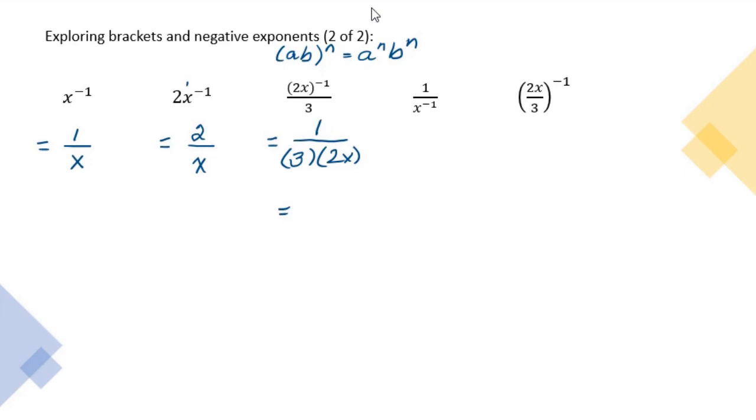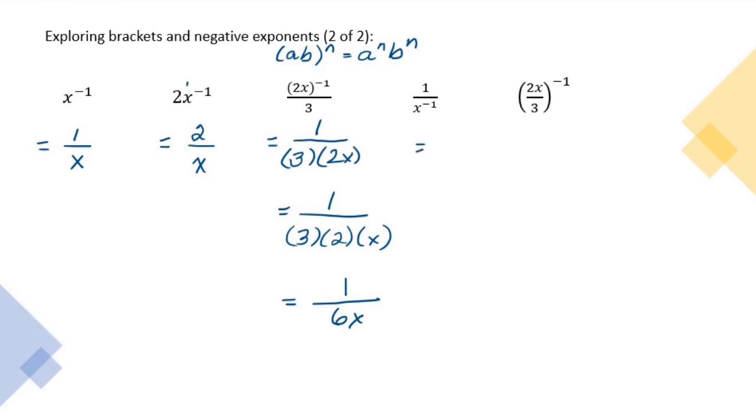We can simplify the denominator here. There's nothing special about writing the 3 and the 2x in two separate brackets. To clarify, I can write this as 3 times 2 times x, which means exactly the same thing as the previous line, but in this line it is easier to see that the 3 and the 2 can now be multiplied together, and we end up with 6x.